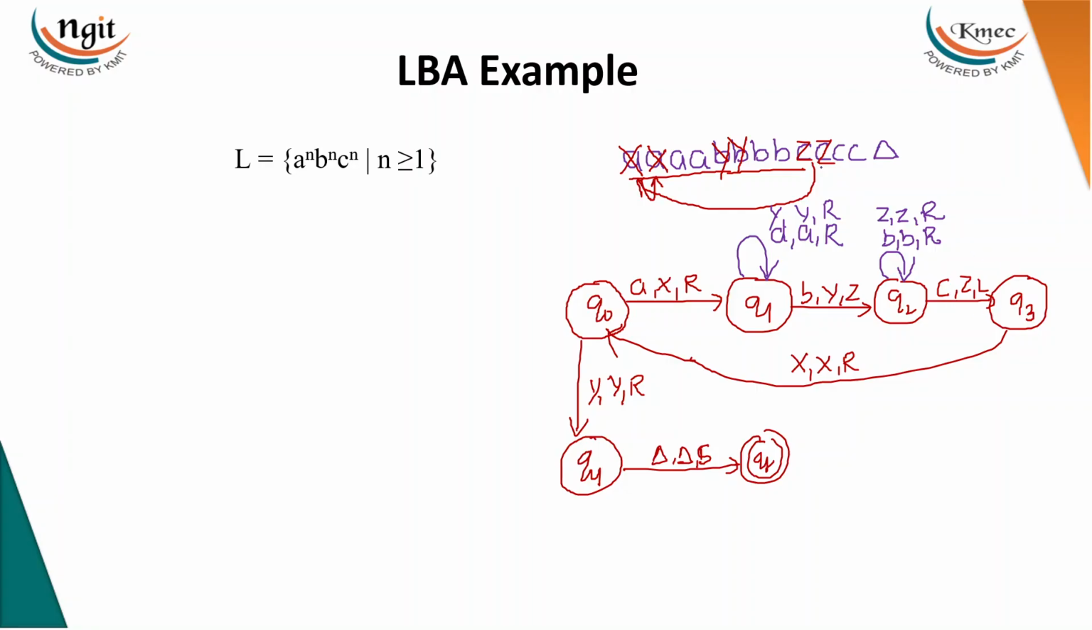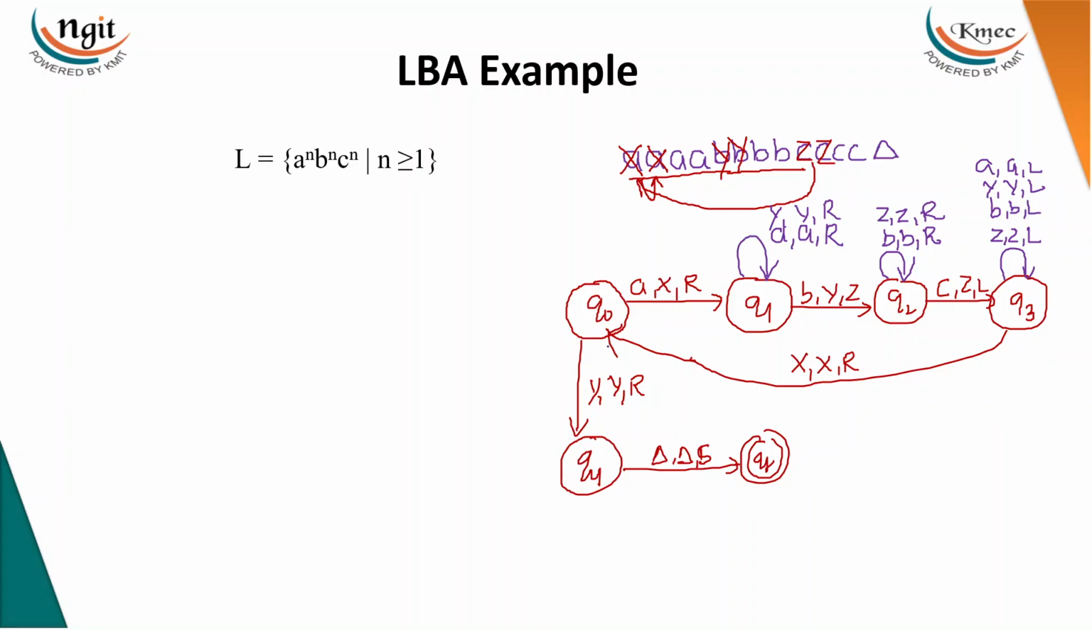Then Q3, after making the second C as Z, when you are searching for the second X, what you may get? Z, B, Y, A, X. So don't do anything for all. You may get Z, don't do anything, just keep on moving left. You may get B, Y, or A, don't do anything, just keep on moving left. Then if it is X, hand over the task to Q0.